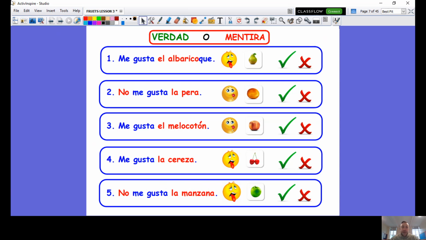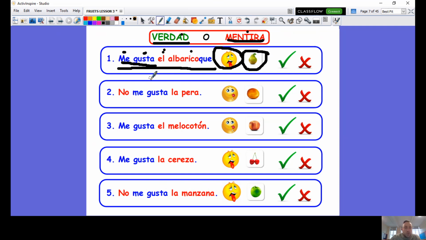Now, I have a little game to play today. This game is called Verdad o Mentira. True or false. It's easy to play. I have a sentence here. This sentence says, me gusta el albaricoque. I like apricots. You have to decide if this face and this fruit is the same as the sentence.